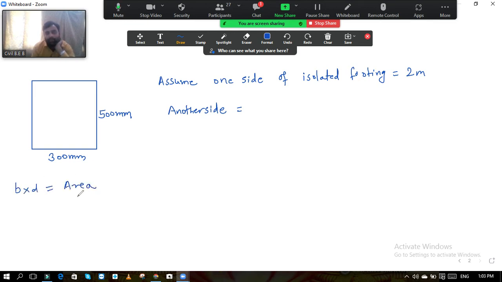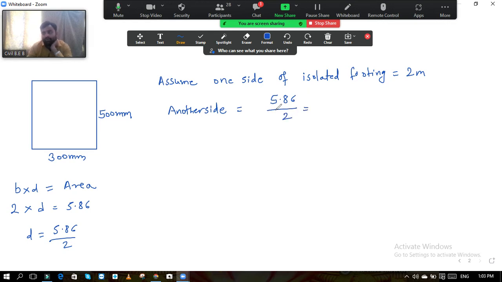B into D is equal to area. One side we have assumed: suppose this width is 2 meter. B, D is the other dimension, the second dimension of the cross section, and the area is 5.86. So the other side will be 5.86 divided by 2, that is, the area 5.86 divided by the assumed side 2.